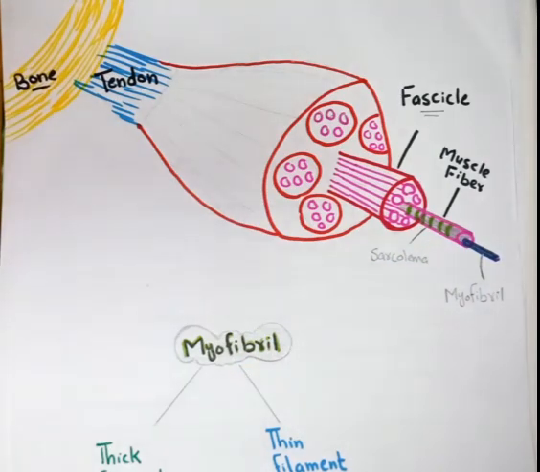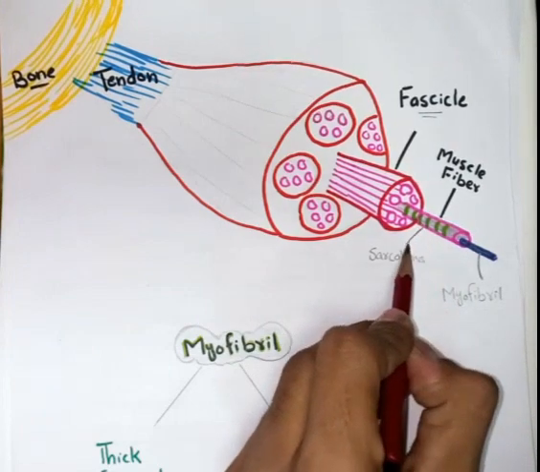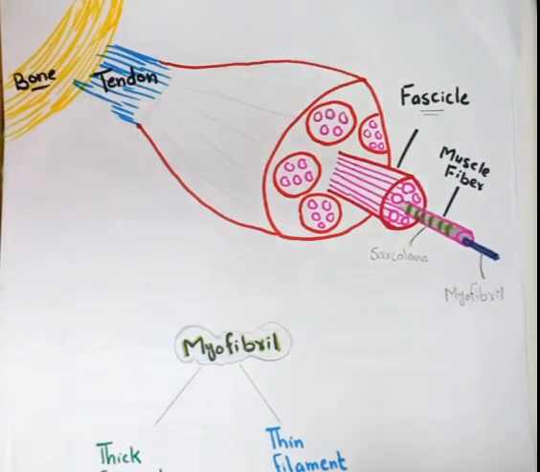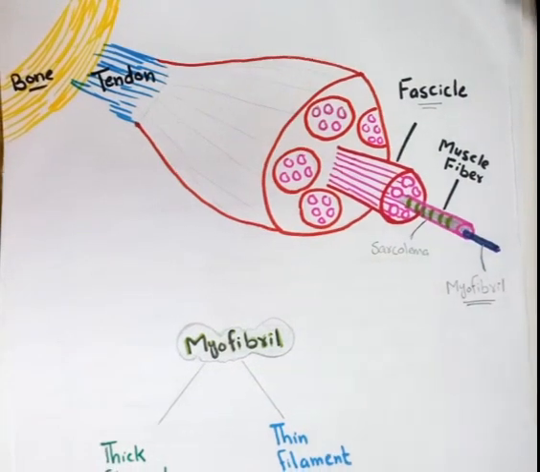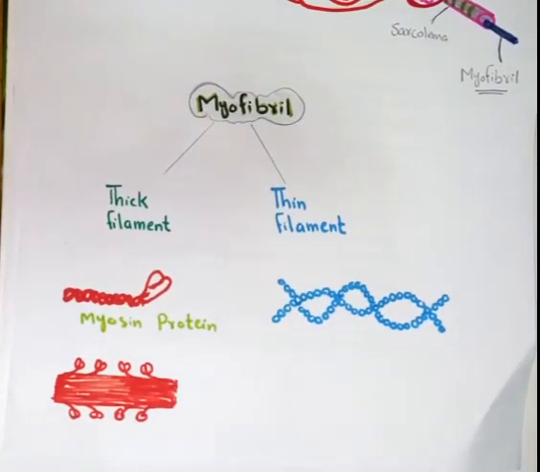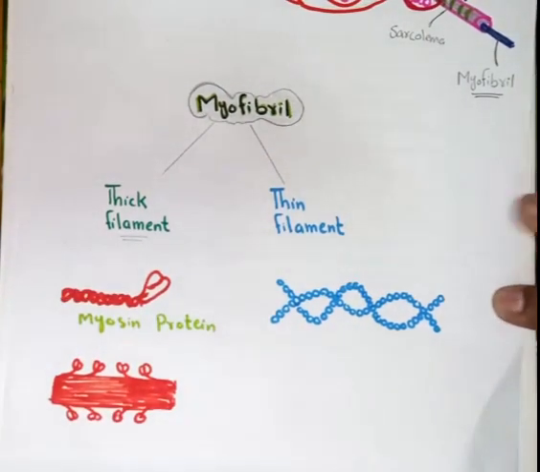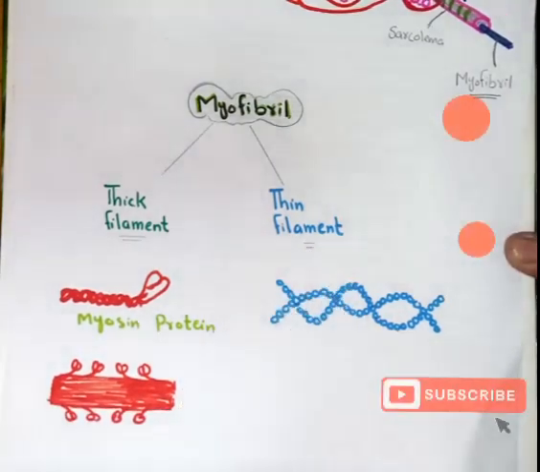Now inside the muscle fiber, as I have explained, this one muscle fiber will act as one single cell. So along with the cell organelles and cell membrane, in this case the cell membrane will be called the sarcolemma. Along with the other organelles and the cell membrane, the muscle fiber will have a sequence of proteins, and those are called myofibril. Now myofibril is basically made up of two types of protein. One is called the thick filament, and the other is called the thin filament.